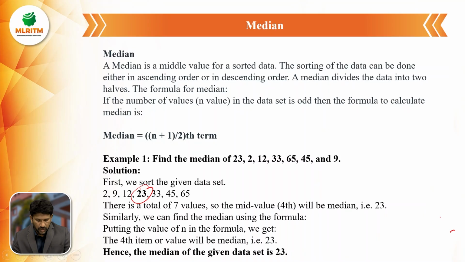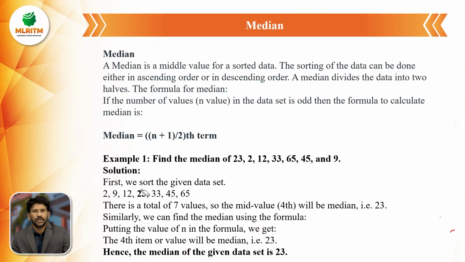When we find the median, you have to use the formula (n plus 1) by 2. Based on the ascending order, we find the fourth value. In descending order: 65, 45, 33, 23, 12, 9, 2. Again n equals 7, (7 plus 1) by 2, that means 8 by 2, which is the fourth position. The fourth value, the middle value, we call the median. So the median is again 23. Whether we use ascending or descending order, it is the same.